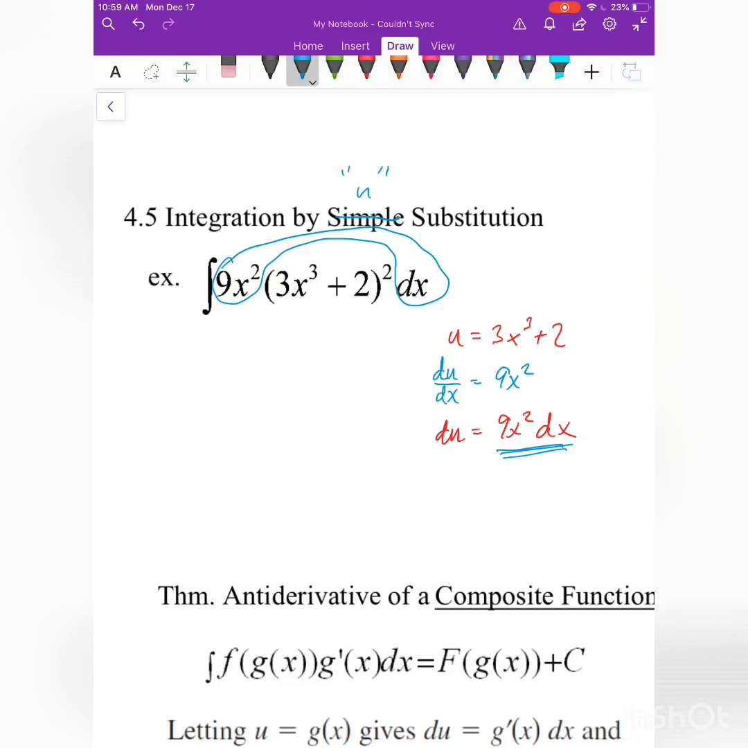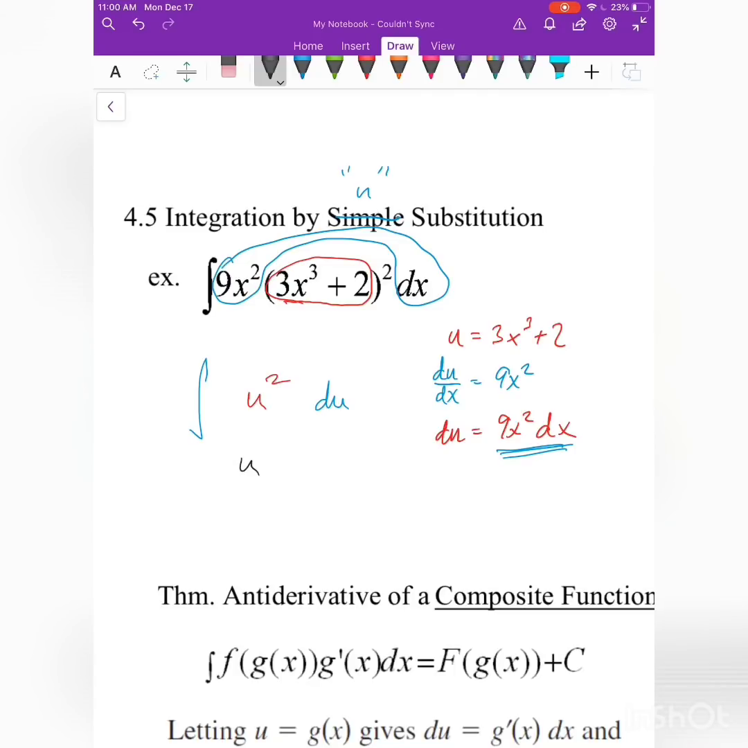And what we're going to do is substitute that out. So 9x squared dx actually comes out, and I'm just going to write du in. And the 3x cubed plus 2 comes out, and I'm going to write u instead. And don't forget that's squared. So now we have a much simpler problem. This is hence why they call it simple substitution. But go ahead and integrate now our new problem. It's all in terms of u, and it's just a simple power rule.